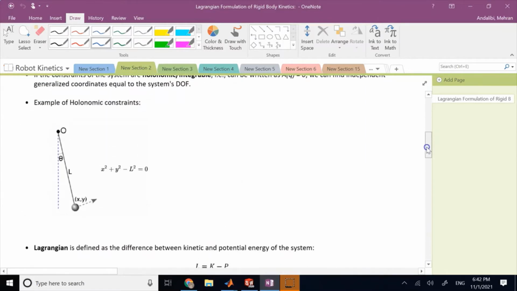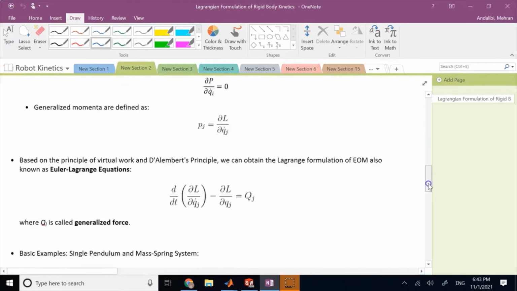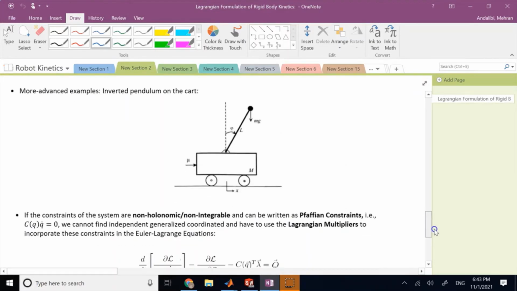So we are going to look at that, which involves the rolling without slipping example, as well as the pendulum when we don't eliminate one of x and y using the constraint, that is the length of the pendulum is constant. So first, let's look at the inverted pendulum on the cart.